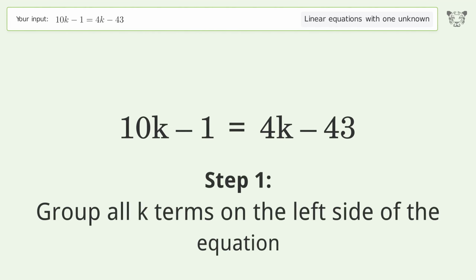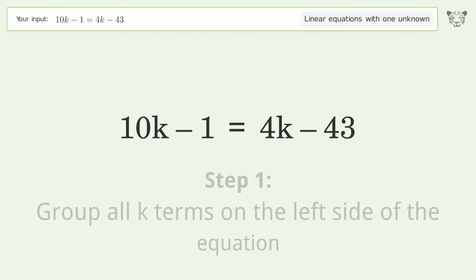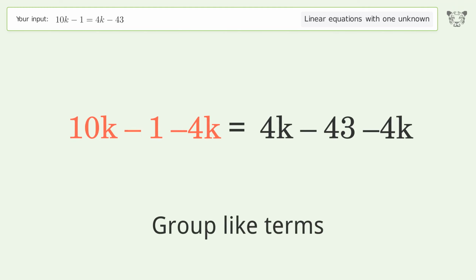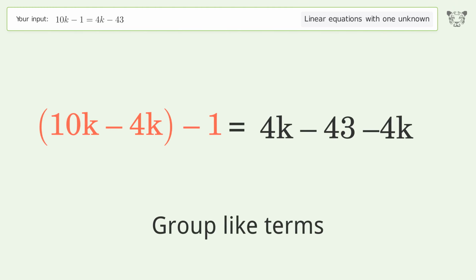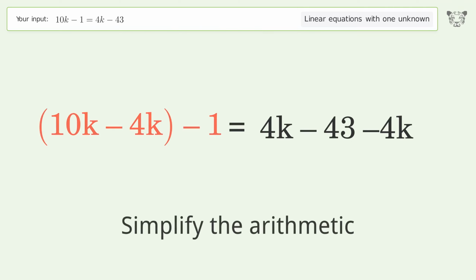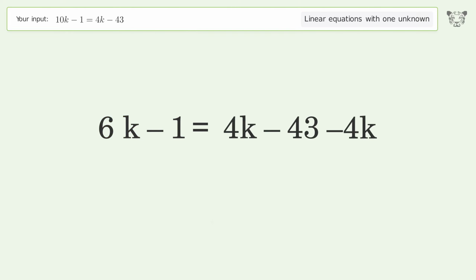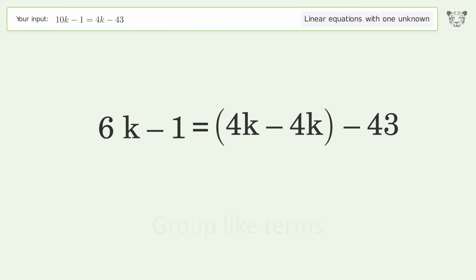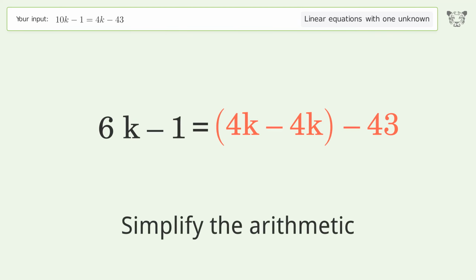Group all k terms on the left side of the equation. Subtract 4k from both sides. Group like terms. Simplify the arithmetic. Group like terms. Simplify the arithmetic.